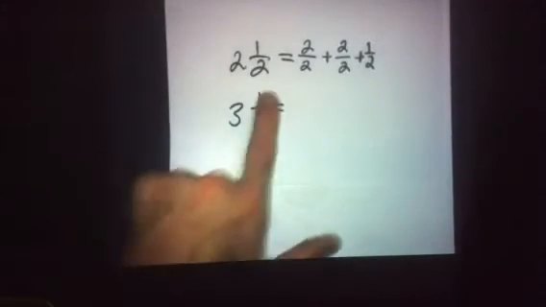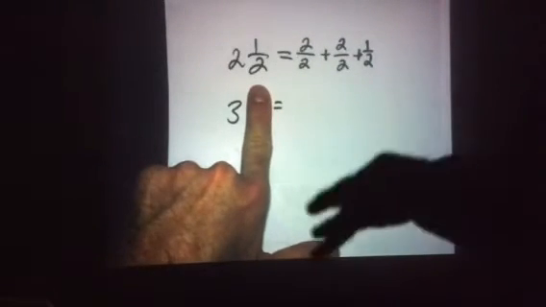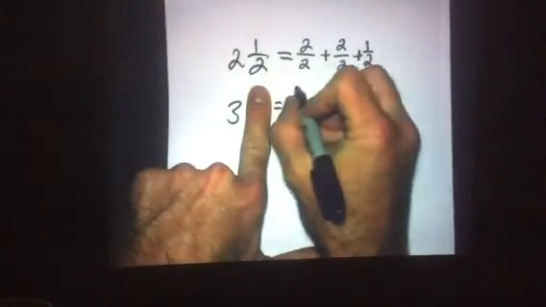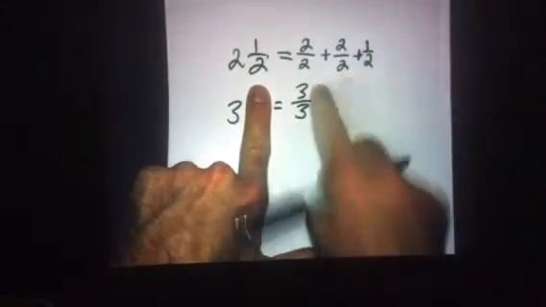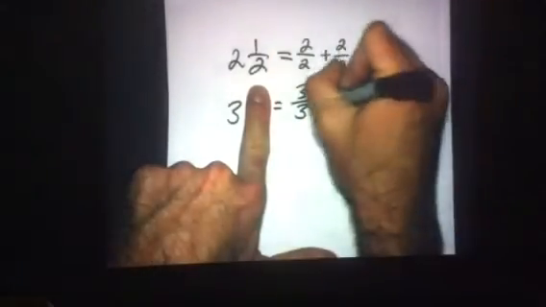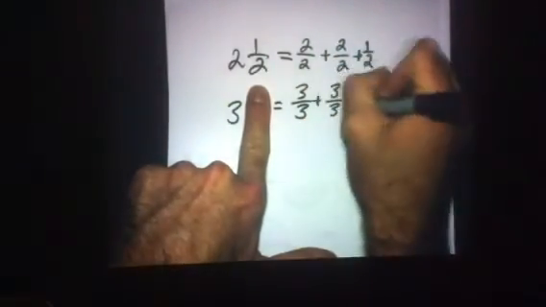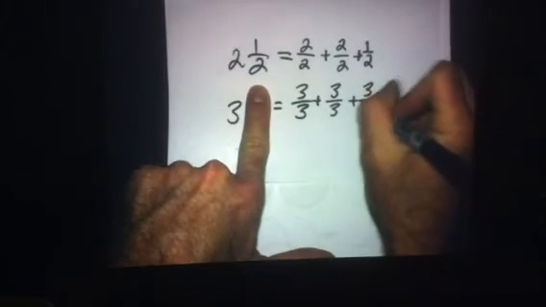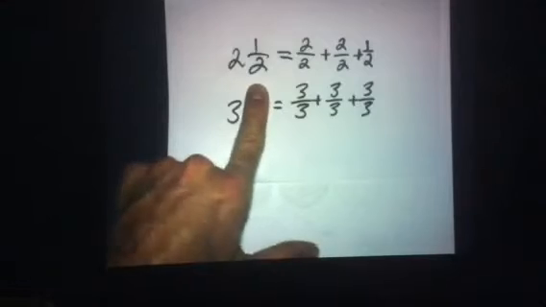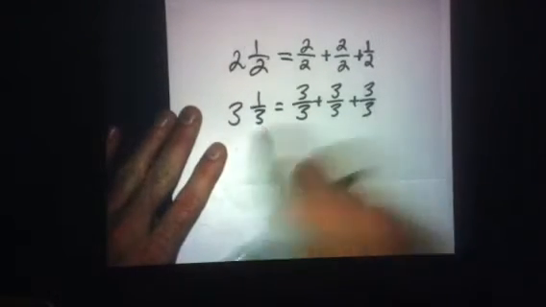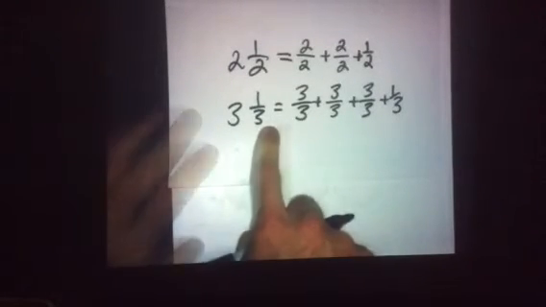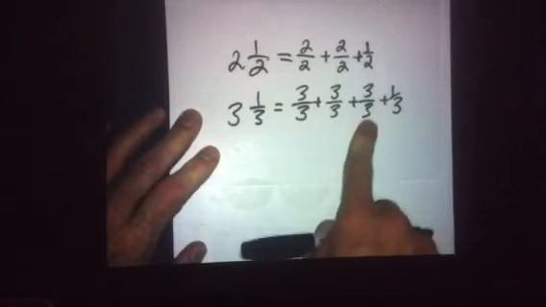Same idea. We have 3 and a third, but I just want to talk about the whole number 3. The whole number 3 can be rewritten as 3/3, which gives us 1. Another 3/3, which gives us 2. Another 3/3, which gives us 3. And then remember, we have the proper fraction sitting here. So we can see that 3 and 1/3 is equal to 3/3 plus 3/3 plus 3/3 plus 1/3.